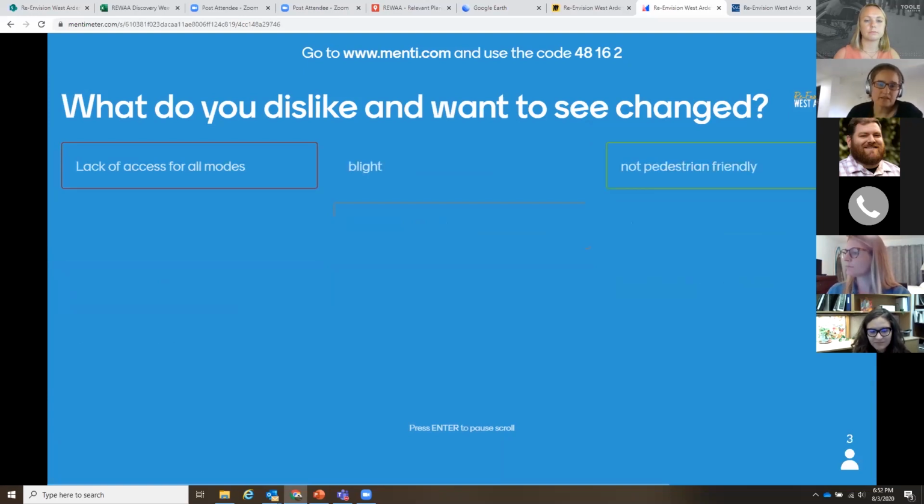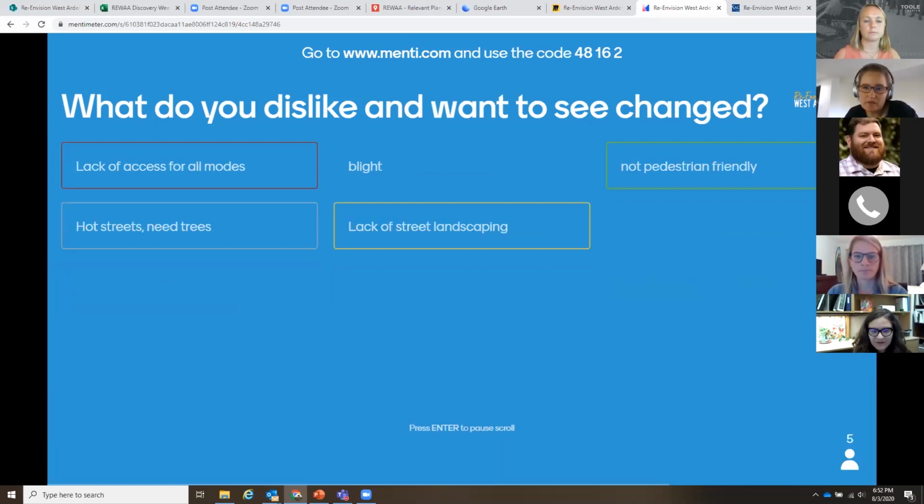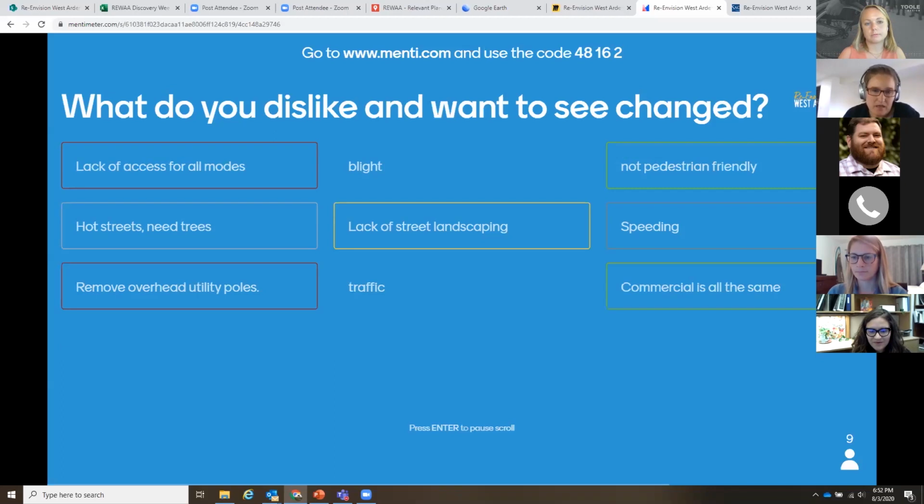So a lack of access for all modes. We talked a little bit about that in the presentation, and definitely what we saw out on the streets as a design team, not very pedestrian friendly. Want to see the blight or the closed retail, the empty retail spaces, and how we think about those and opportunities, speeding, seeing that change.